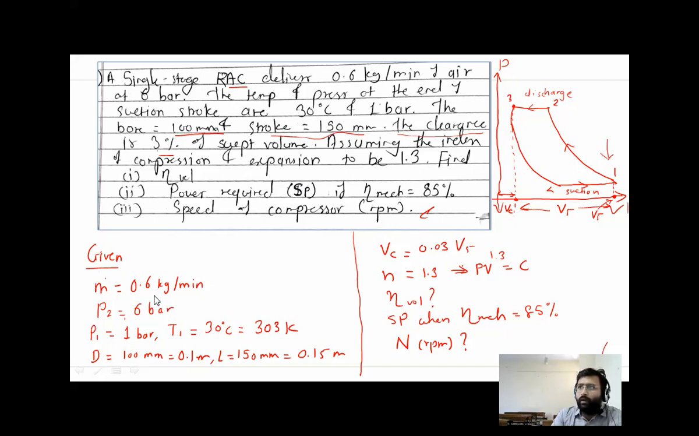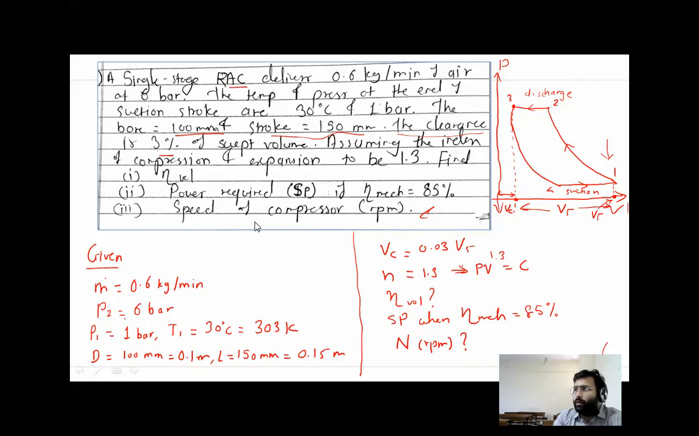Later you convert this into per second, so don't forget this. Discharge pressure P2 is 6 bar, suction pressure is 1 bar, intake temperature is 30 degrees Celsius or 303 Kelvin. Bore diameter is 100 mm or 0.1 meter, stroke length is 150 mm or 0.15 meter. Clearance volume is 3% of Vs, that is 0.03 times Vs. N is 1.3. We have to calculate volumetric efficiency, shaft power and compressor speed.